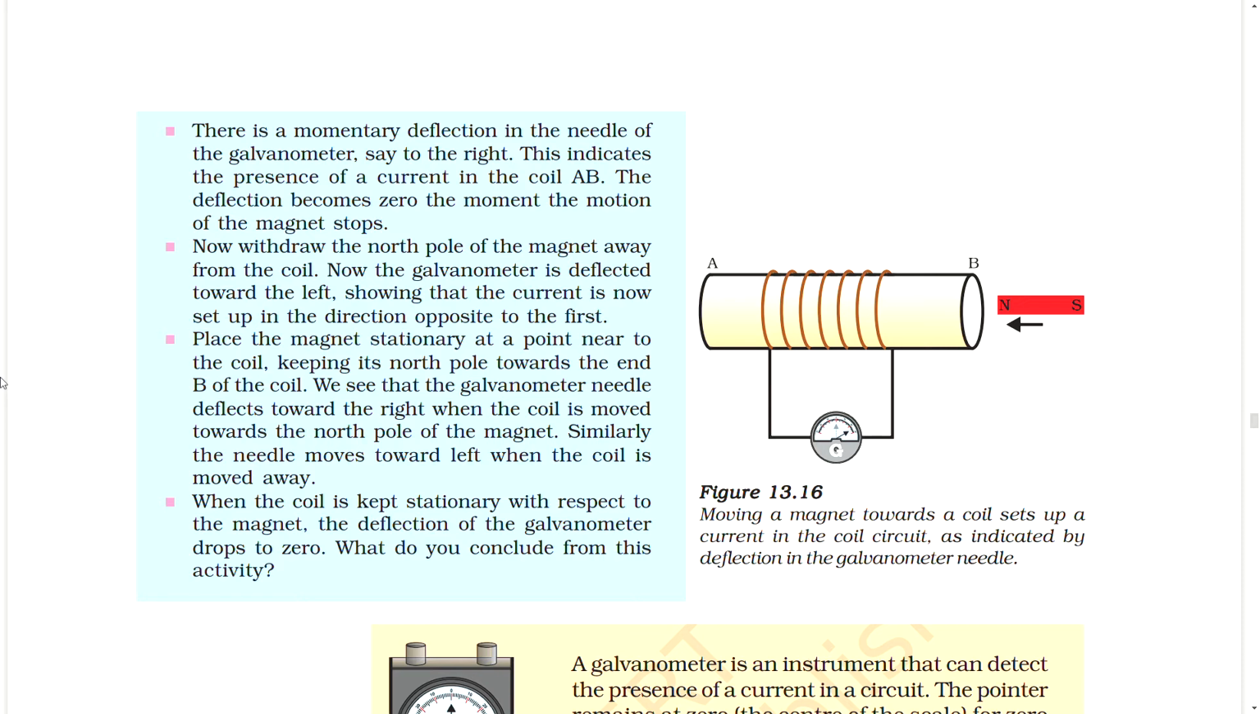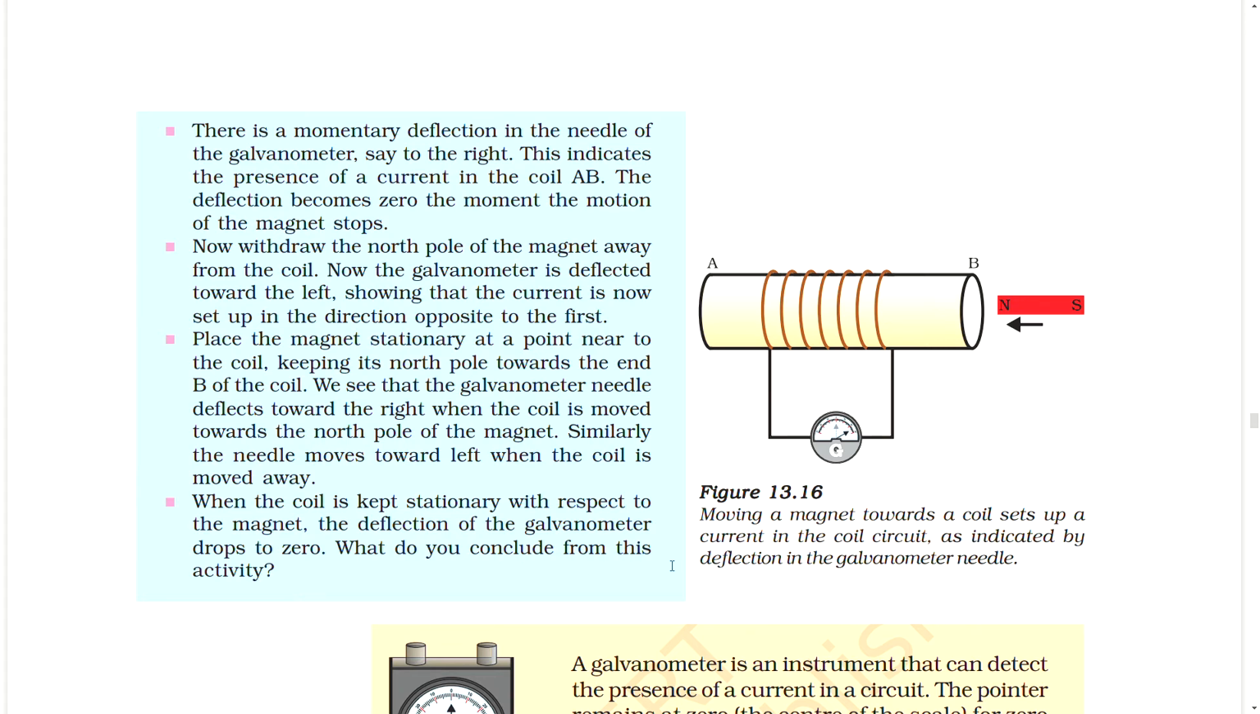to the first. Place the magnet stationary at a point near to the coil, keeping its north pole towards the end B of the coil. We see that the galvanometer needle deflects toward the right when the coil is moved towards the north pole of the magnet. Similarly, the needle moves toward left when the coil is moved away. When the coil is kept stationary with respect to the magnet, the deflection of the galvanometer drops to zero.